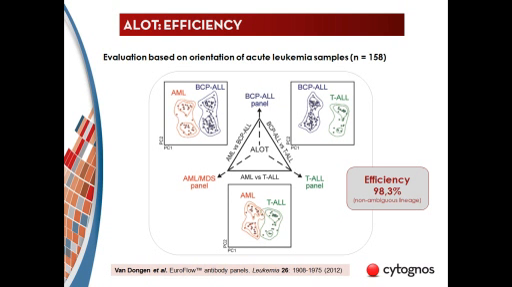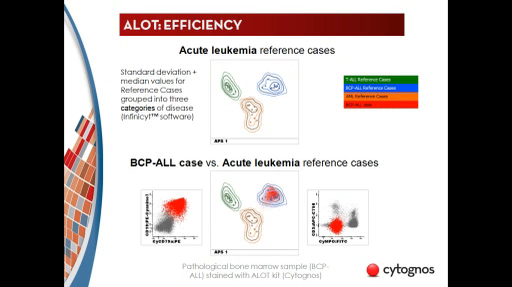Here we can see a diagram applying the ALOT. We can perfectly distinguish cases of AML from BCP-ALL. Also, it's completely possible to discriminate T-ALL cases from BCP and also AML from the T lineage. Once again, all this information is present in the paper, so you can see all the results and how many samples they used, everything.